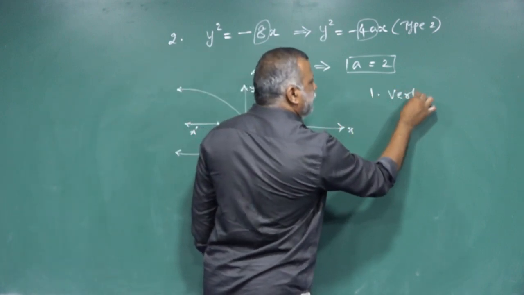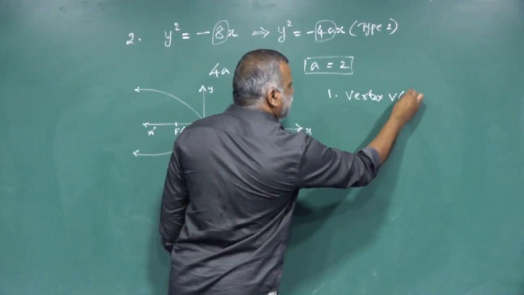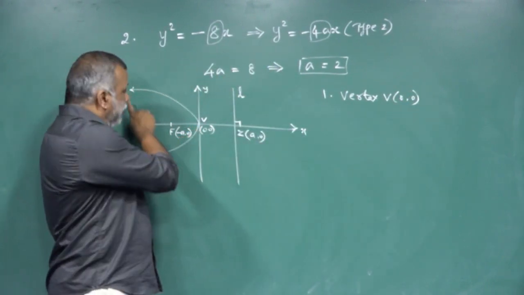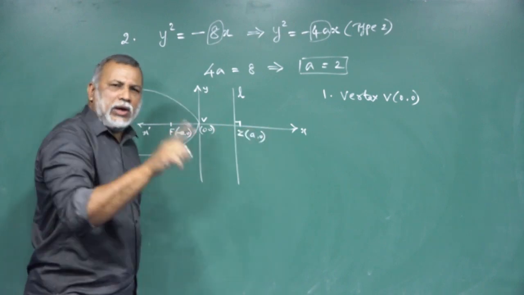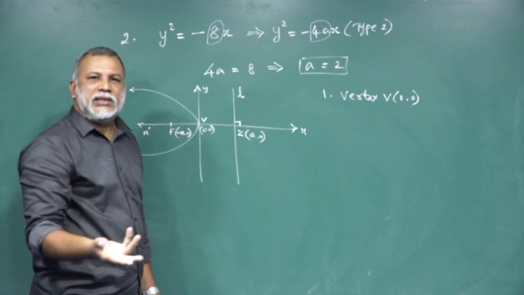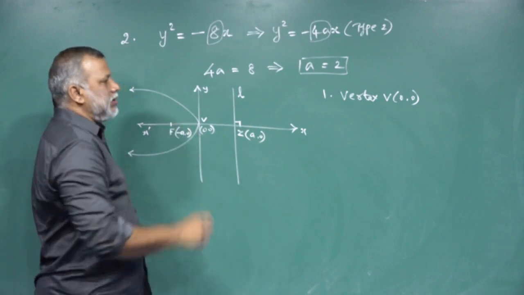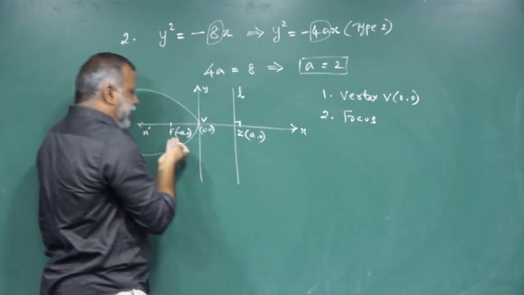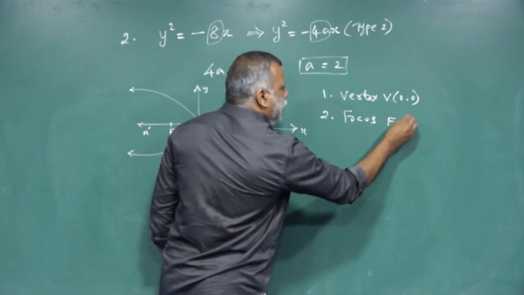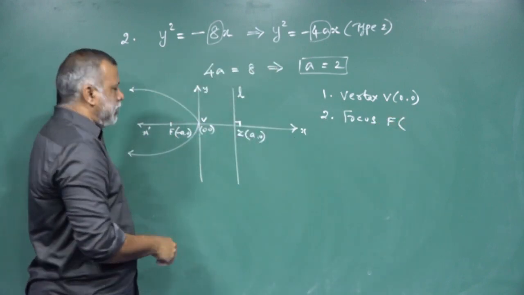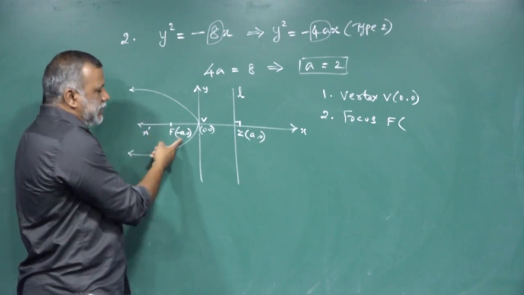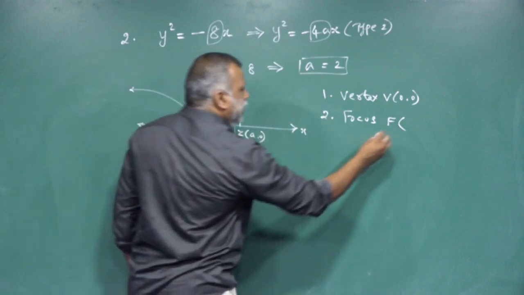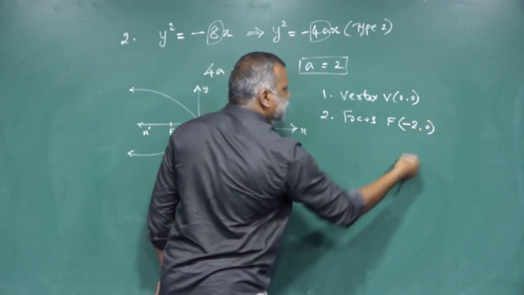For any type, vertex is 0 comma 0 only. Because what is the definition? The point of intersection of this parabola and the axis. Here only one place is the point of intersection, so that is called vertex. So vertex is 0 comma 0. Number 2 is focus. See this diagram, focus F. The value of F is minus a comma 0, because it lies in the x dash, so it gets negative. Another one is 0. Already we have put the value of a equal to 2, so minus 2 comma 0.